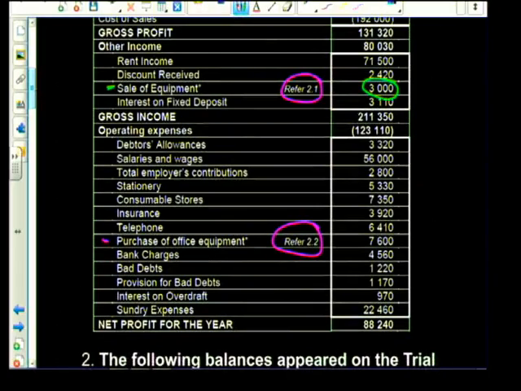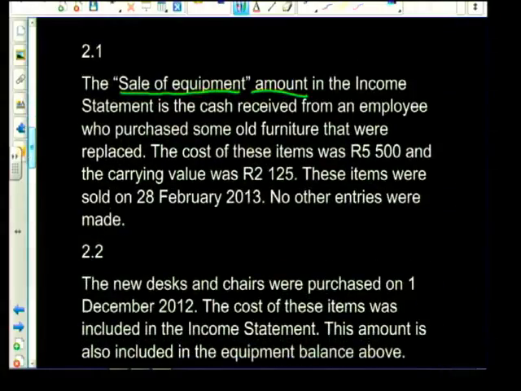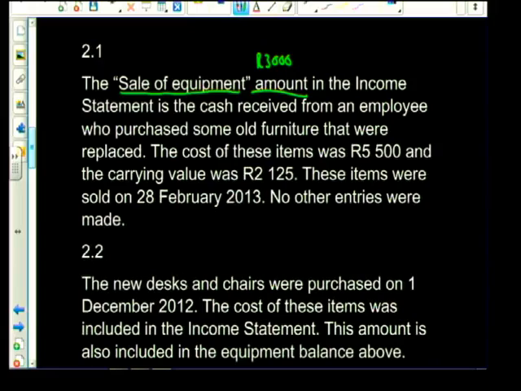They've told us to refer to 2.1, which is our first piece of information. It tells us about the sale of equipment amount, let's just write 3,000 over here, because I've just looked up what that amount was. They've said that this sale of equipment amount in the income statement is the cash received from an employee who purchased some old furniture that was replaced. So what happened is we sold an employee some furniture, and they've recorded that as sale of equipment, but they have recorded the cash that we have received. They've recorded the physical money that this employee paid us. He paid us 3,000 Rand for these things.